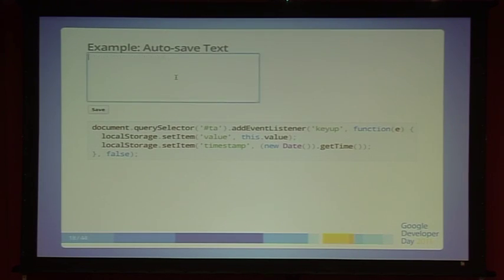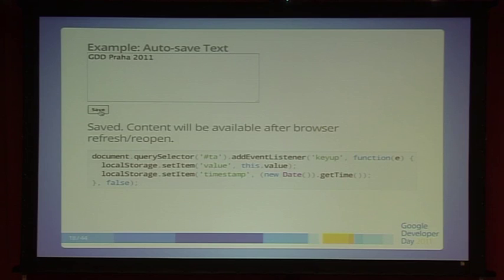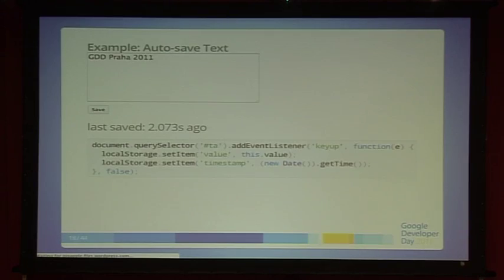Here we have a simple example. We just insert some text here, GDD Praha 2011. Save it. Okay, it's saved. It should be available now. Okay, and this is really 4 lines of code. Just listen to the key up event on the form and change the value local storage item and change the timestamp to match the current timestamp. And the timestamp is just used for this little piece of text here.